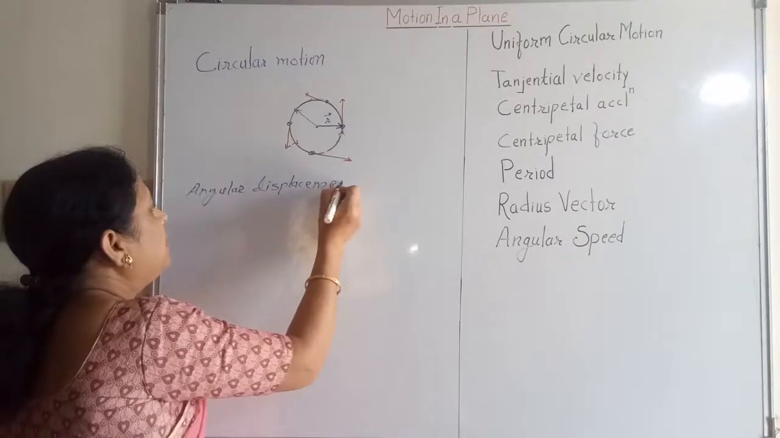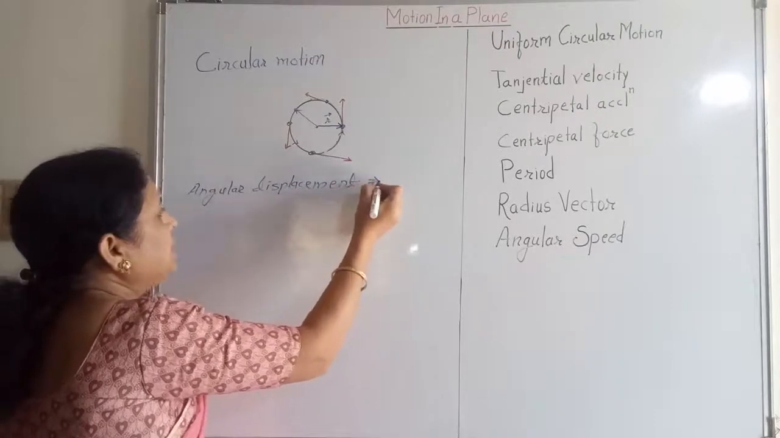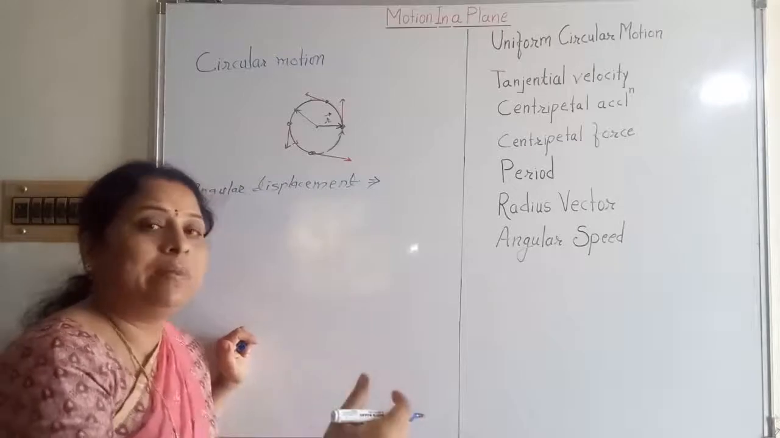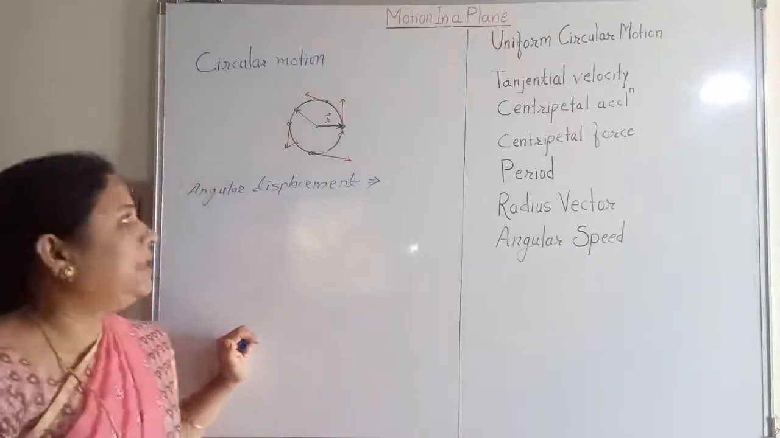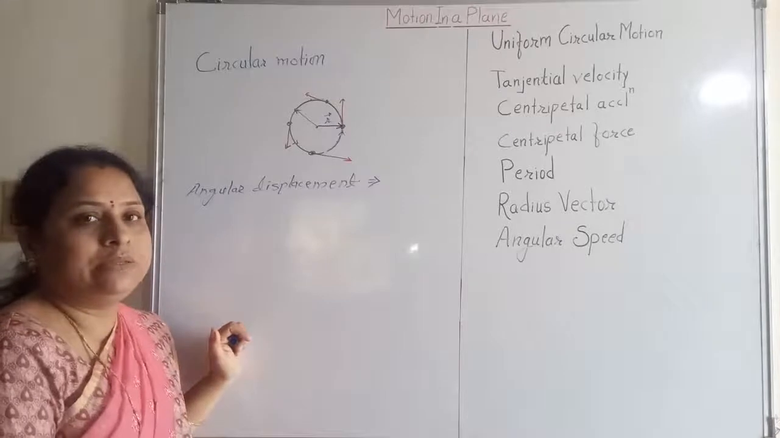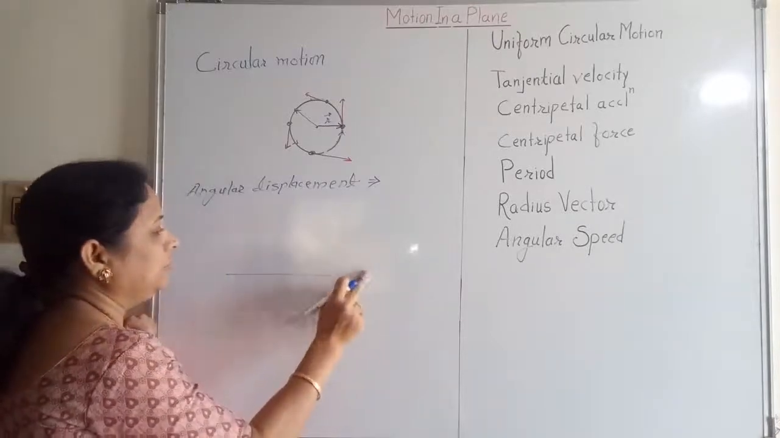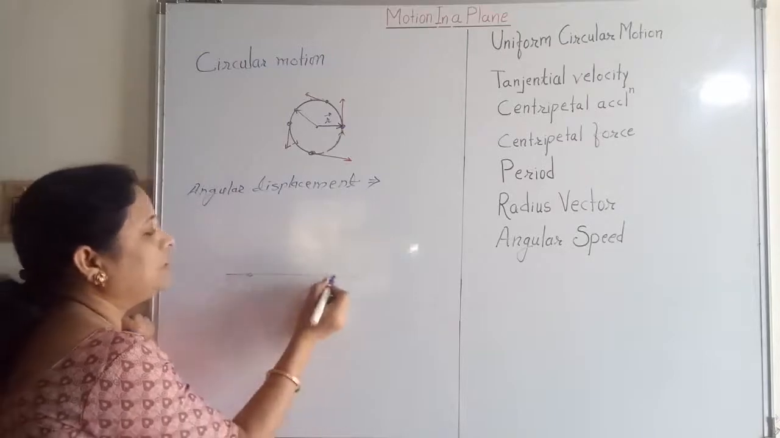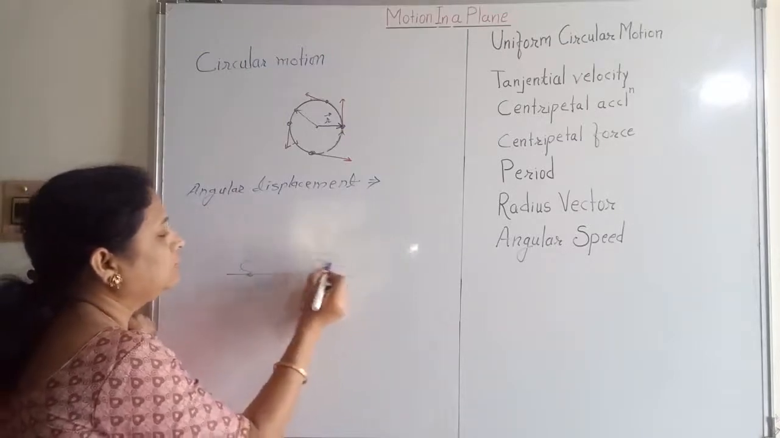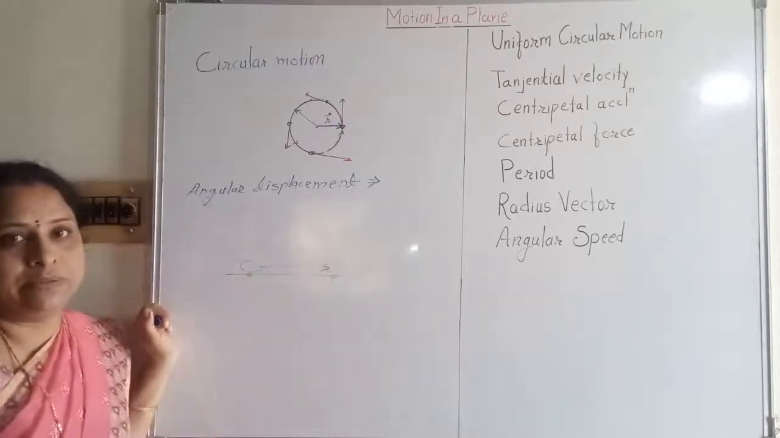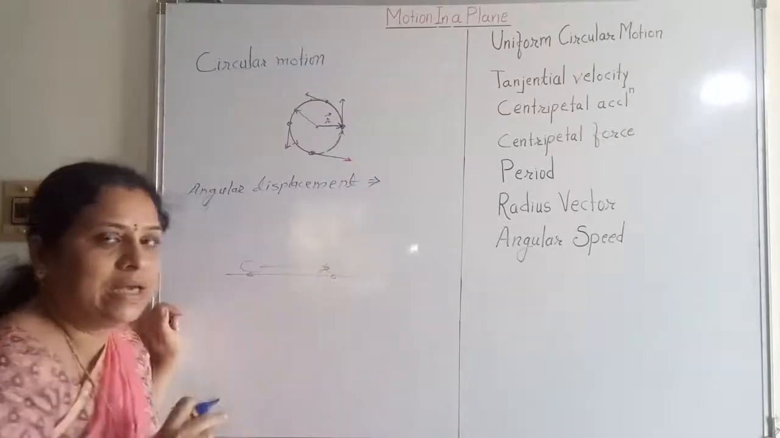In our first video we discussed path length and displacement. Displacement means the distance covered by the object in a particular direction. That is when the object is moving in a linear path. Suppose the path is linear and the object is moving in a particular direction. This is called displacement, the linear displacement. In linear motion there is linear displacement.